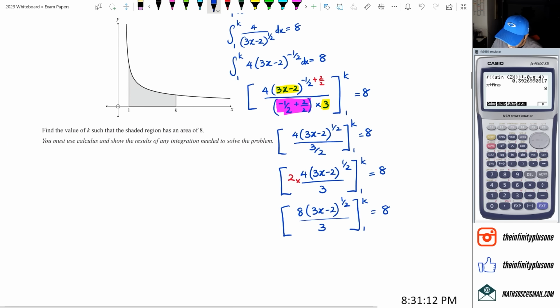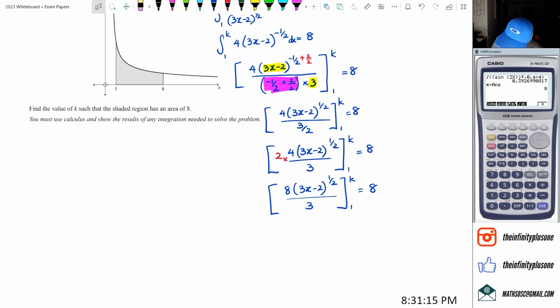Now once we get to this part, remember we need to substitute the k value. So we're going to get 8 times (3k - 2) to the power of half over 3 minus 8 times (3 times 1 minus 2) to the power of half over 3 is equal to 8.